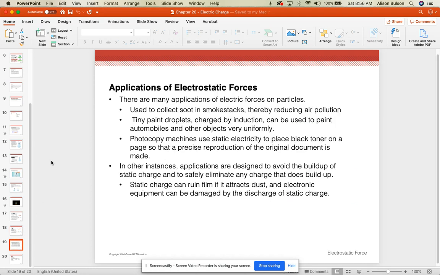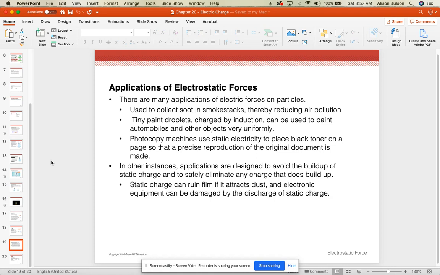There are many applications of electric forces on particles. They're used to collect soot in smokestacks, trying to reduce air pollution. Tiny paint droplets charged by induction can be used to paint automobiles and other objects very uniformly. Photocopy machines use static electricity to place black toner on a page so that a precise reproduction of the original document is made. Same story with laser printers, I think. Just kidding, that's not correct, but we'll come back to that.